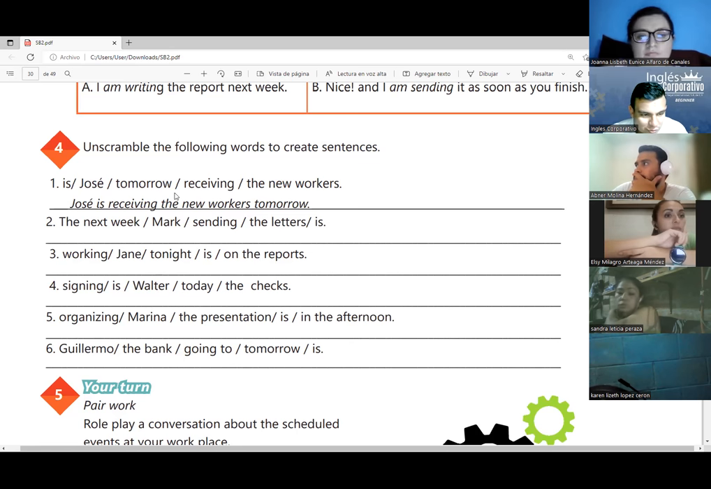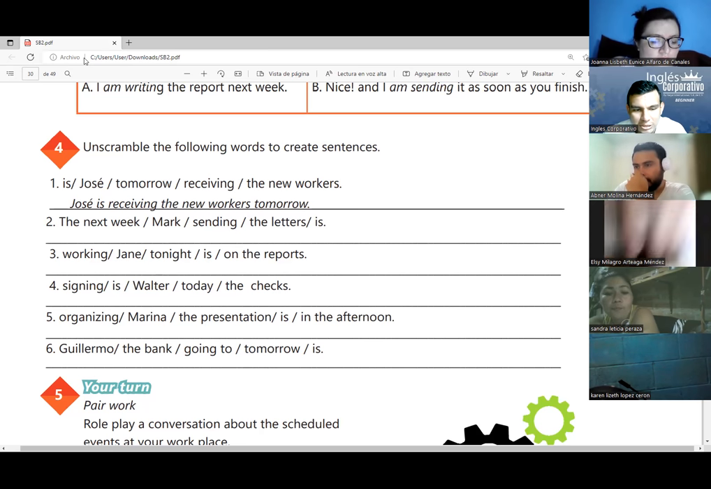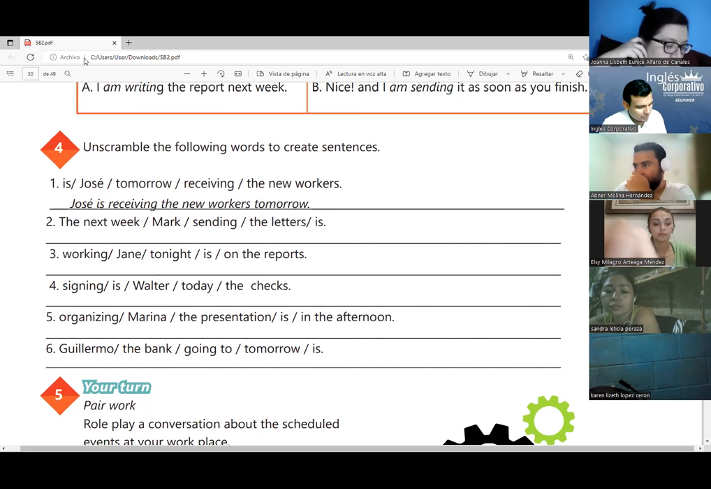Muy bien. Vamos con la number five. Maria is organizing the presentation in the afternoon. Excellent. And the last one. Guillermo is going to the bank tomorrow. Muy bien, excelente. Muchas gracias por su participación.